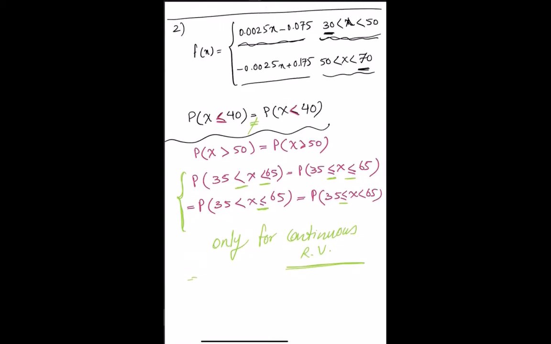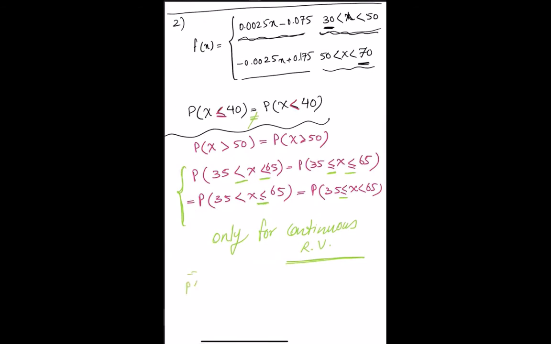Okay, now let's go back to part 1, where we are asked to find the probability of x less than or equal to 40, and we just said since this is a continuous random variable, this would be equal as if I would write the probability of x less than 40.